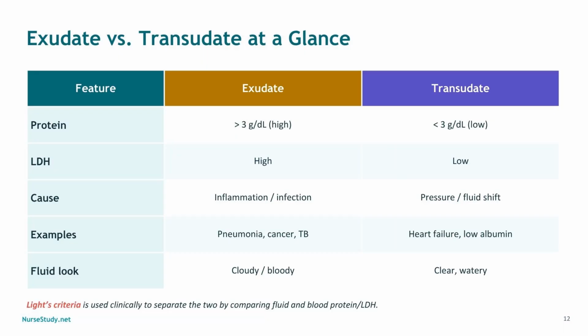Exudate versus Transudate at a glance. Let's put it all side by side so it clicks. Exudate: high protein, high LDH, caused by inflammation or infection. Think pneumonia, cancer, TB, and the fluid tends to look cloudy or bloody. Transudate: low protein, low LDH, caused by a pressure or fluid shift problem. Think heart failure or low albumin. And the fluid looks clear and watery.